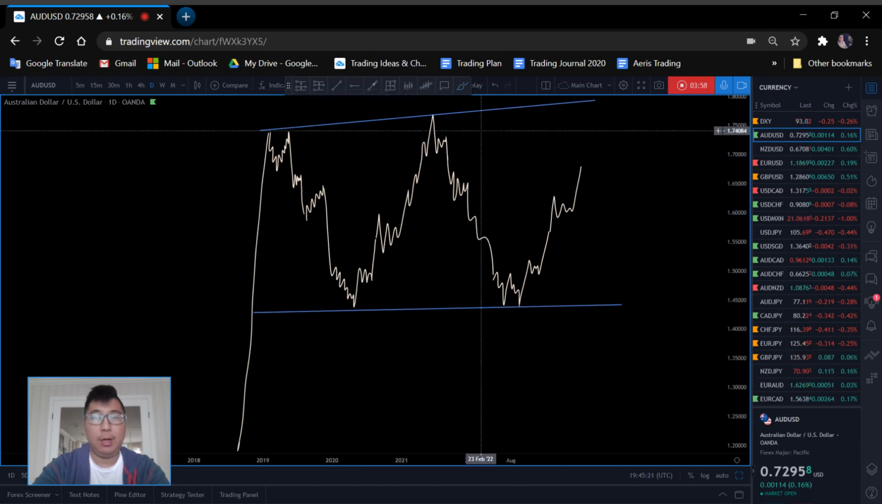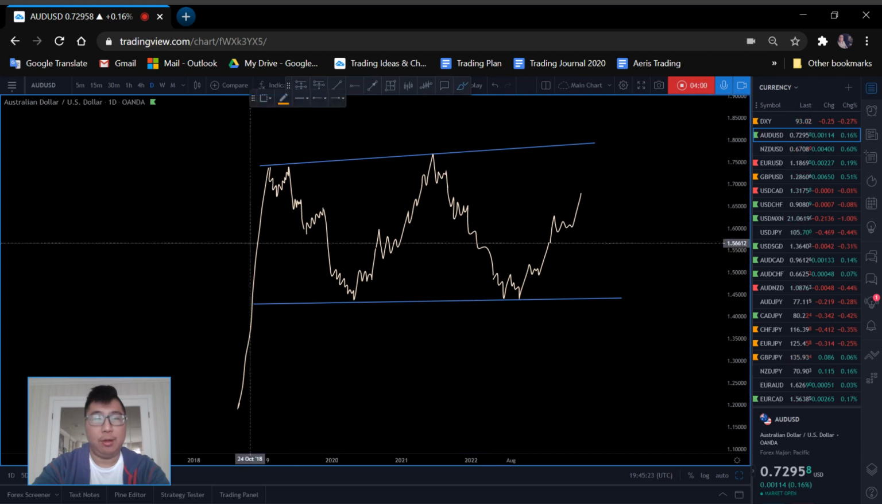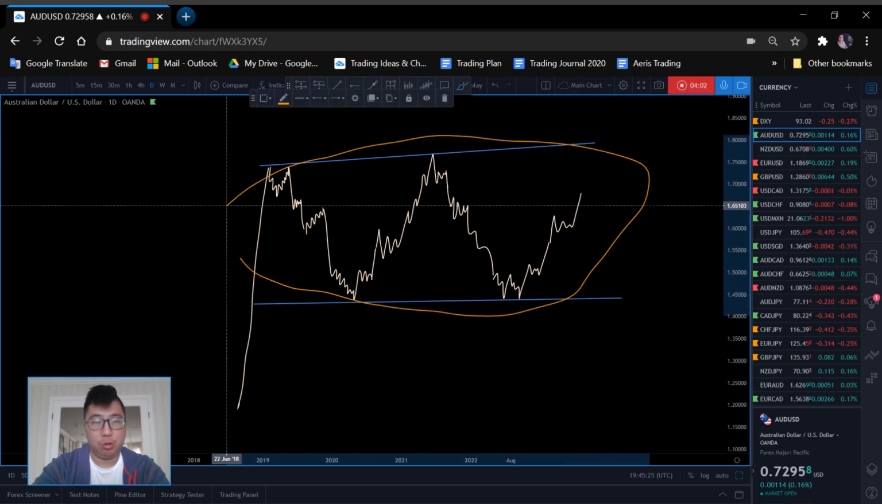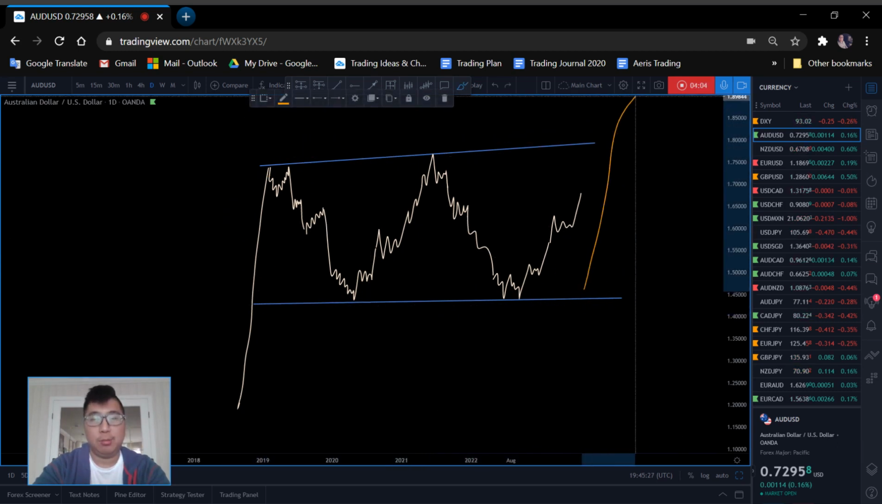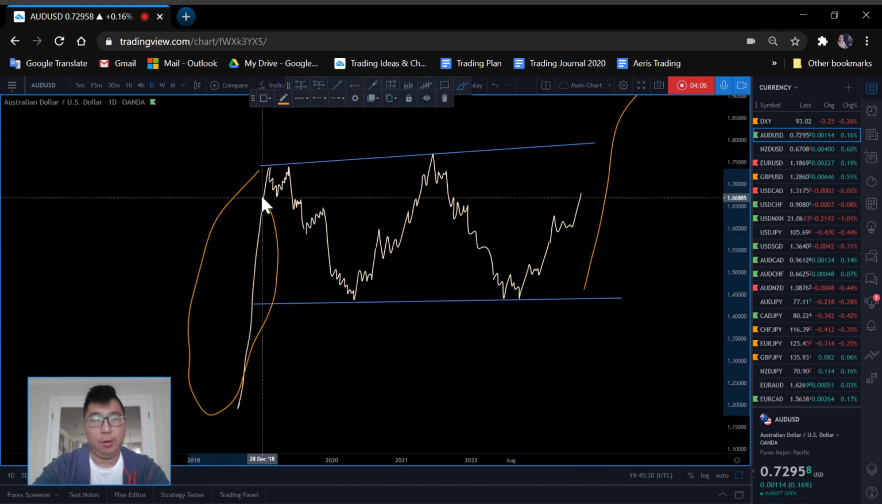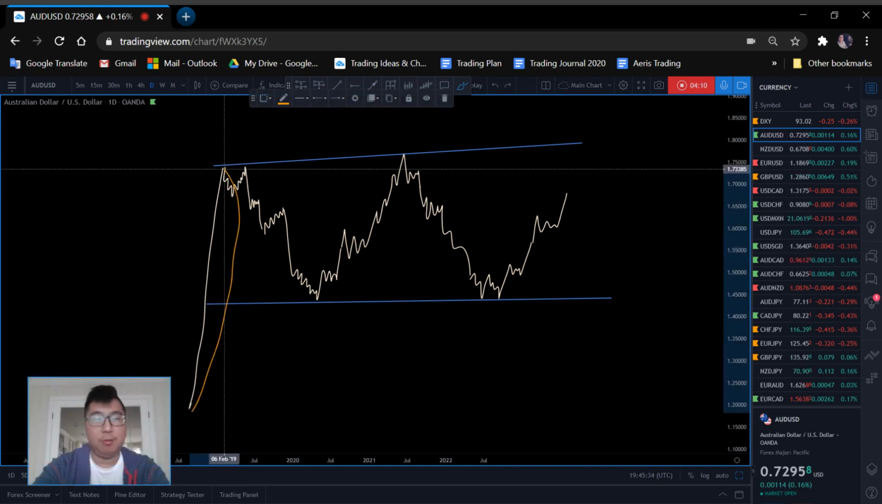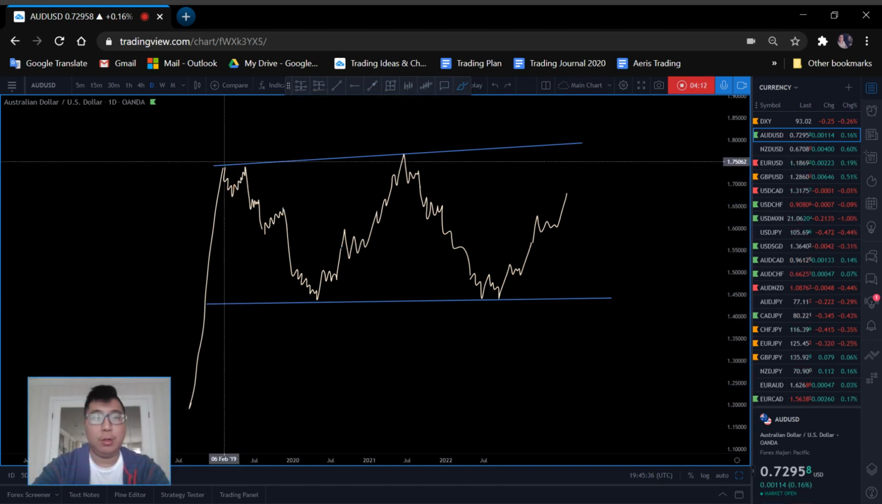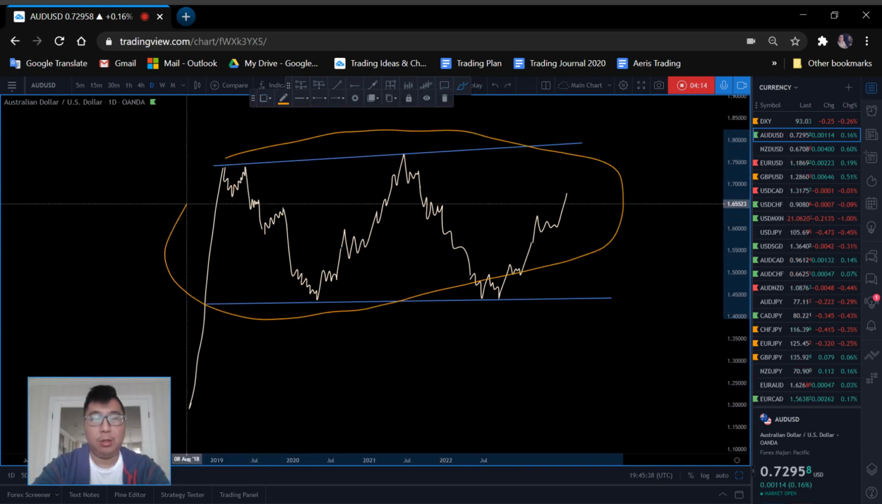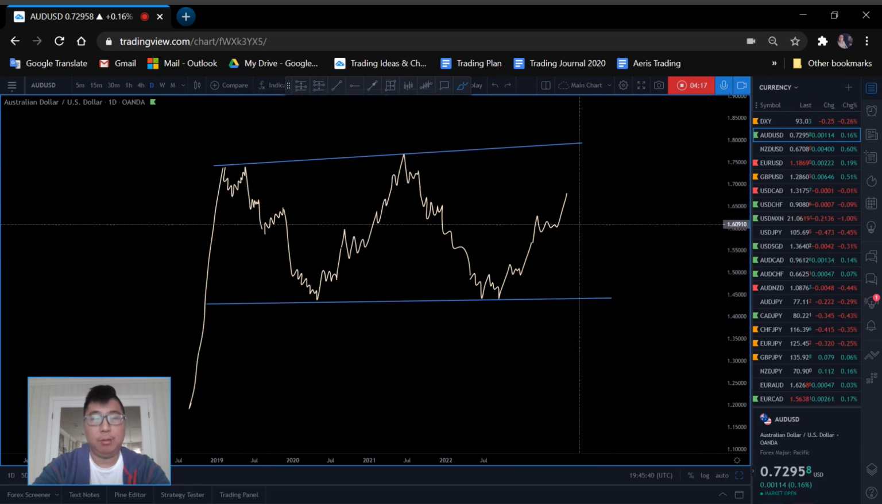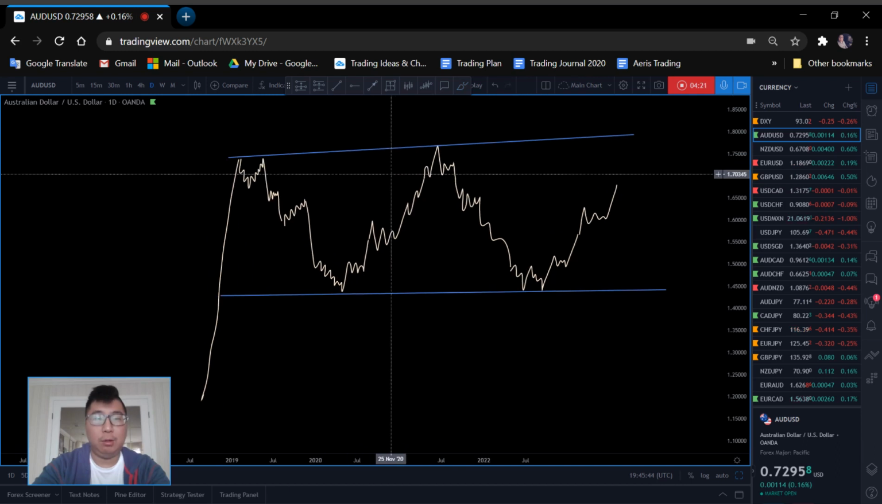So already you will be looking for some sort of a larger continuation structure to continue this push up for this move. But you also understand that because we impulsively move up so aggressively, we naturally need a longer continuation correction to build before the next up move. All right, so let's go into the detail a little bit.